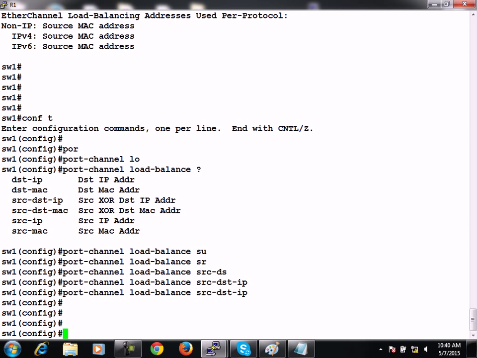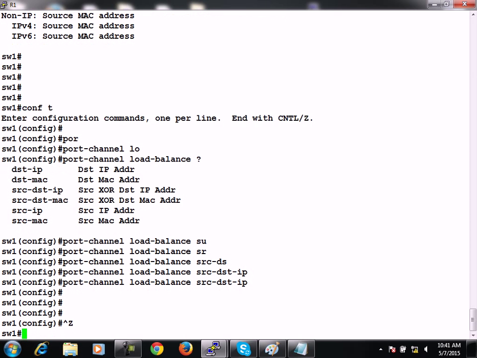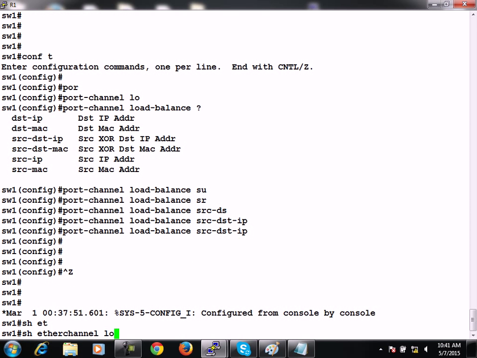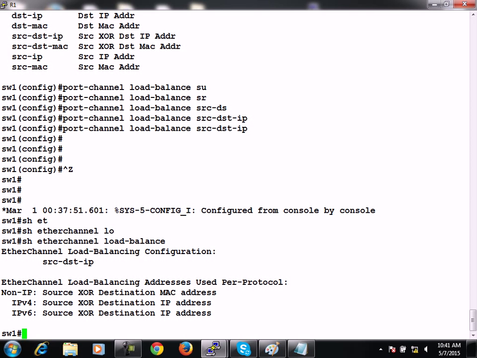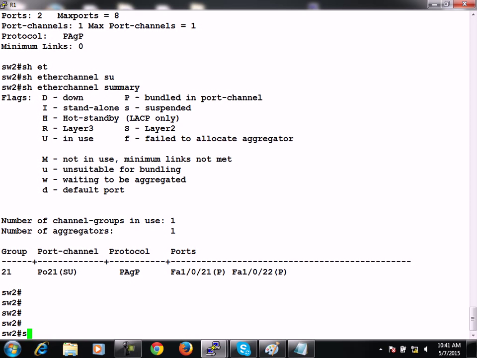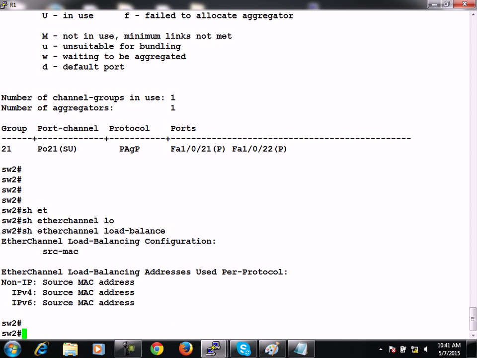And one more thing, it is not mandatory to use a common load balancing algorithm on both switches. For an example, this time on switch one I'm using source and destination IP. Now see, show etherchannel load-balance is what? Source-destination IP. But if you move on to switch two, show etherchannel load-balance, it will still show you only source MAC address. So it is not mandatory to use the same load balancing algorithm, but actually you should use the same load balancing algorithm, is it not?